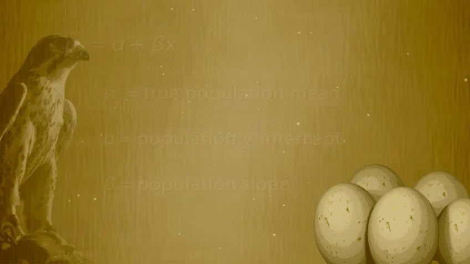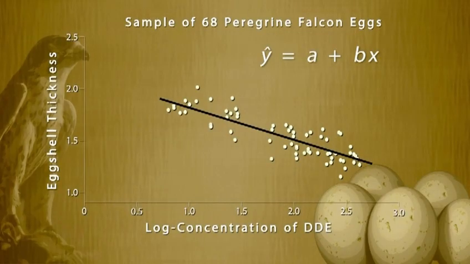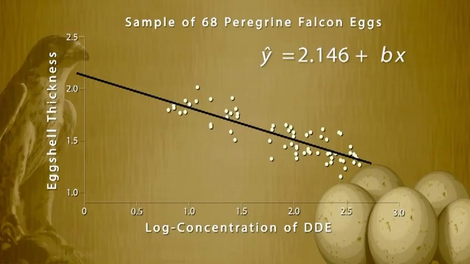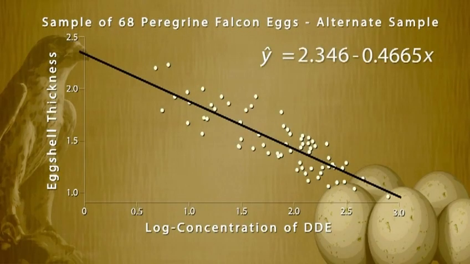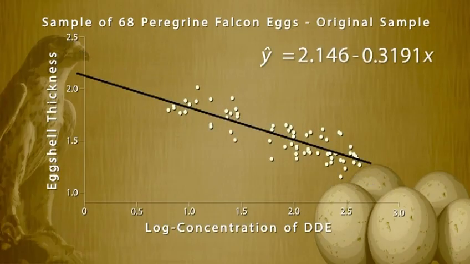Let's look back at our least squares regression line based on the sample of 68 bird eggs. The sample intercept A is 2.146, and it's an estimate for the population intercept alpha. And our sample slope B, negative 0.3191, is an estimate of the population slope beta. Of course, we've learned by now that other samples from the same population will give us different data, resulting in different parameter estimates based on the different values for A and B. So where do we go from here?